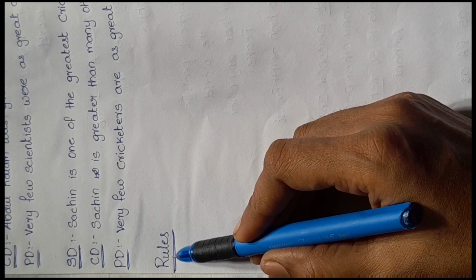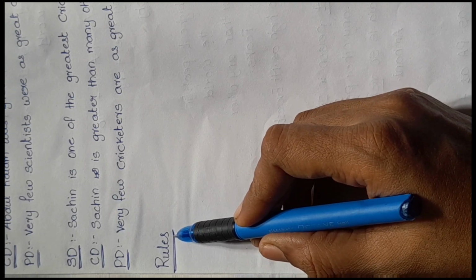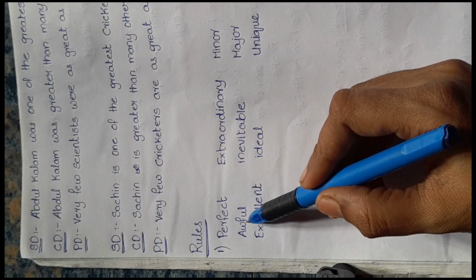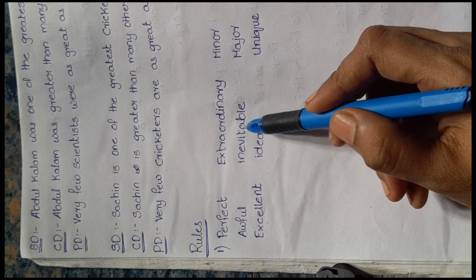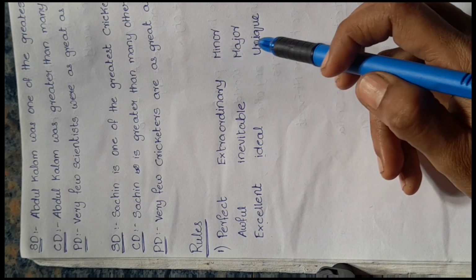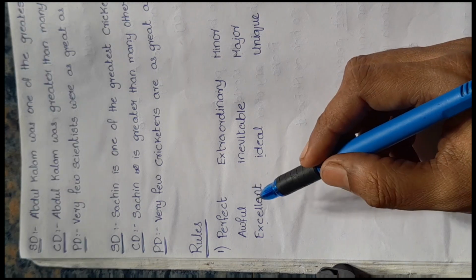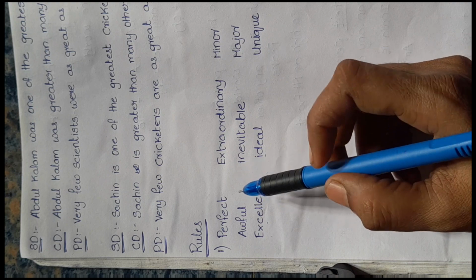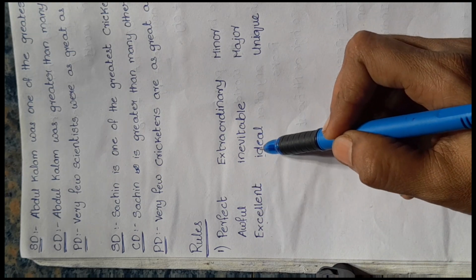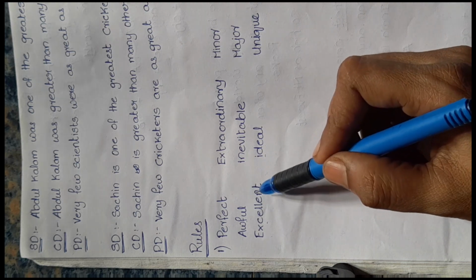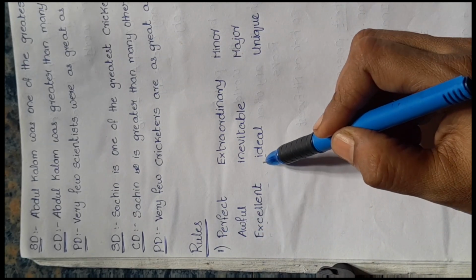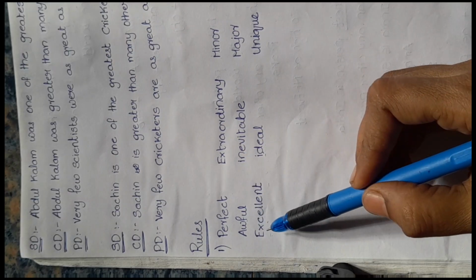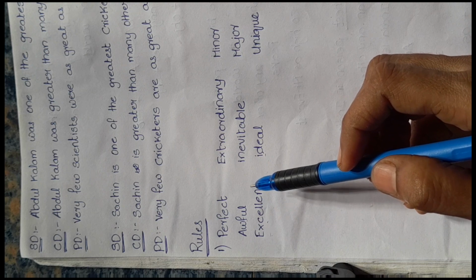Now let us see some of the rules to be used during the degrees of comparison. First rule is some words like perfect, awful, excellent, extraordinary, inevitable, ideal, minor, major, unique. All these words should be used only in the positive degree. No ER or EST or more excellent or most excellent, more ideal, most ideal. Such words should not be used. Only positive degree should be used for such words. I will make a short video for the words to be used only in the positive degree. Please check it out.